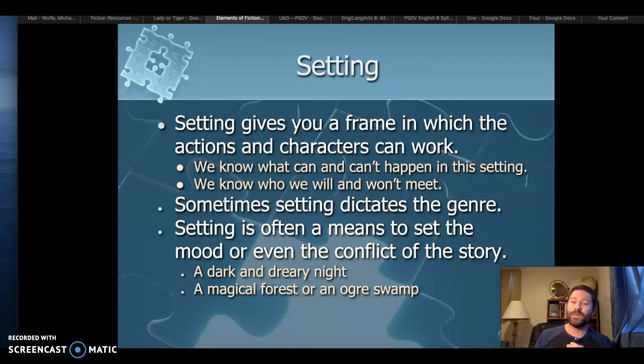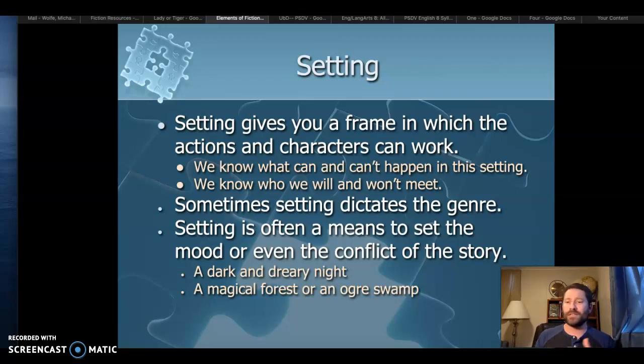We know who we will and won't meet in the setting as well. So can an author mess with this formula a little bit? Yeah, but if I'm doing an old Western story and suddenly a dinosaur pops out of nowhere, I'm wondering what just happened, right? Unless suddenly we're dealing with a genre jump, which may happen. And by all means, we've had movies that do this all the time.